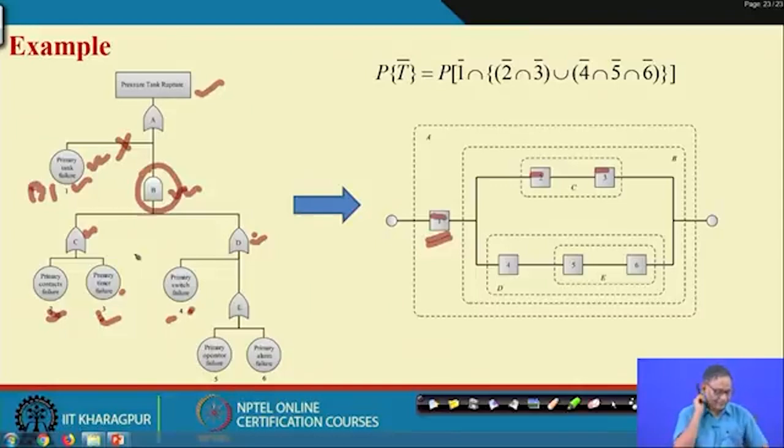Now, if we say that both 2 and 3 are successfully running, what will happen? This side will be blocked. So, even if all those things fail, this AND gate will not be satisfied. So, this is one success path, and this is another success path, 4 bar, 6 bar.